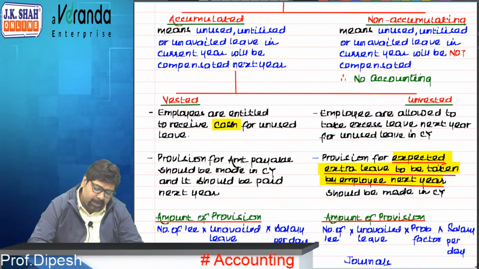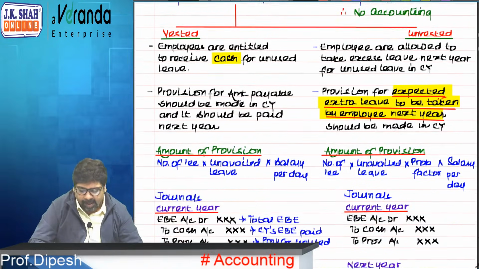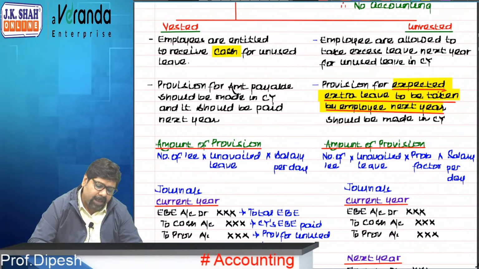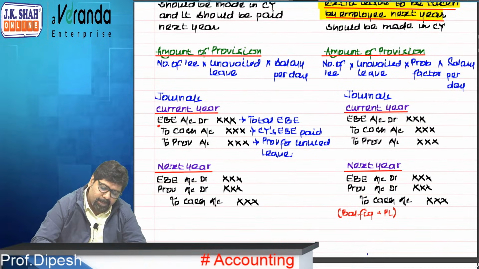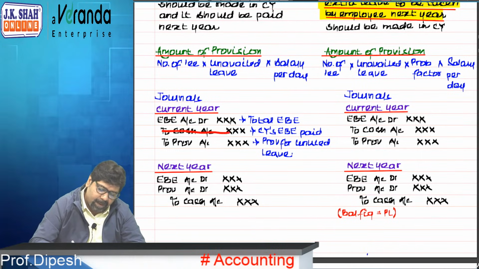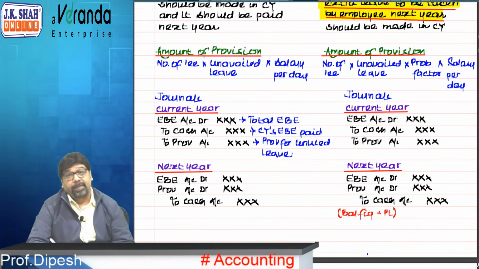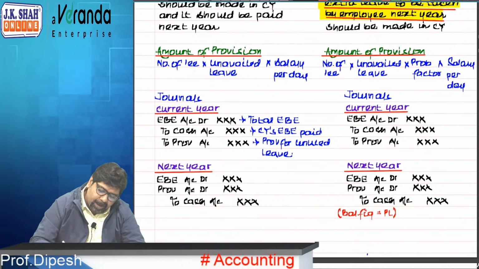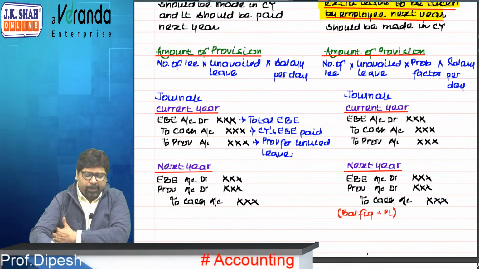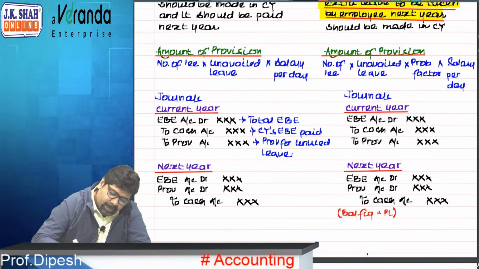Employees are entitled to receive cash for unused leave. Then what is the journal entry? Employee benefits account debit to cash, what we have taken, current year's employee benefit, to provision for unused leave. Correct? Next year that provision will be paid off in cash. So next year employee benefits, last year's provision which was not paid. So suppose current year's employee benefits is 365.